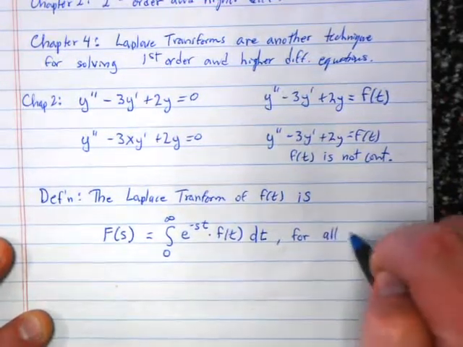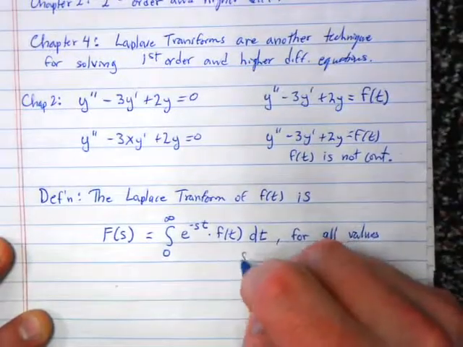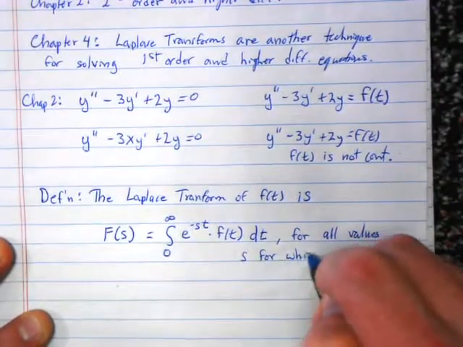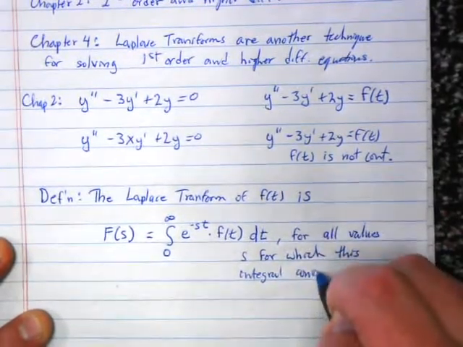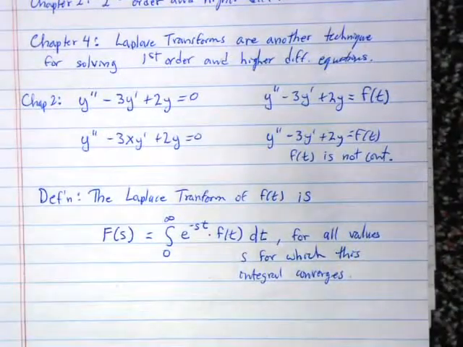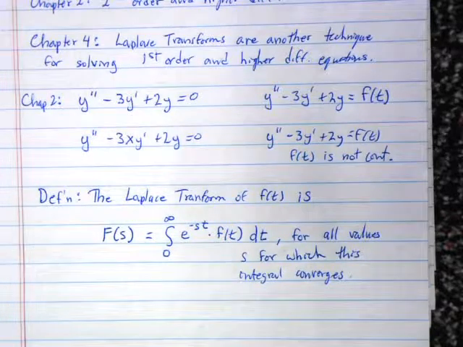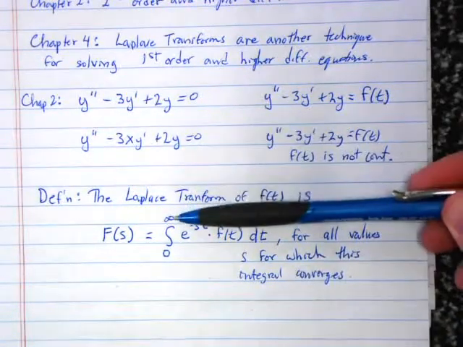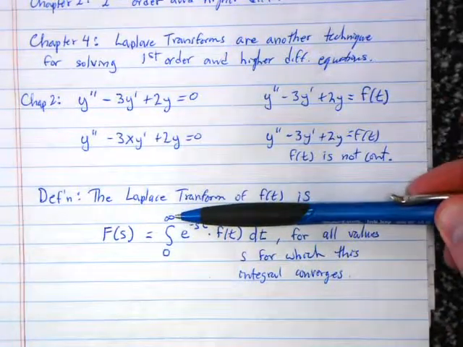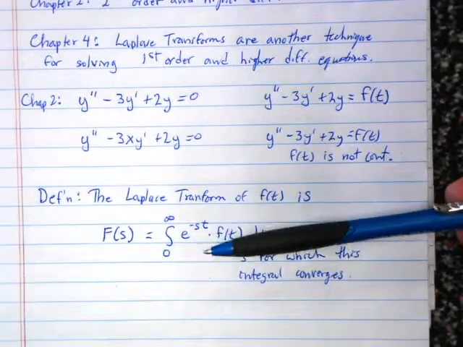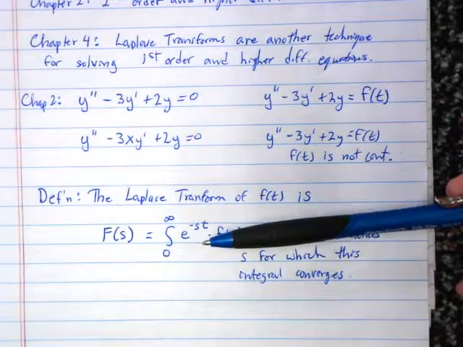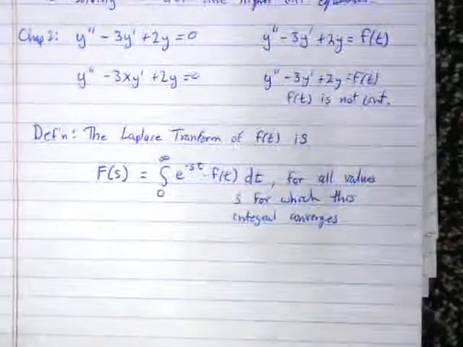For all values s for which this integral converges. What do I mean by that? For all values where it's going to come to a finite answer. But when you have an integral with an infinite bound, back in Calc 2, you learned that sometimes those converge and sometimes they don't. So if this doesn't converge, then we don't have a Laplace transform. All right, so example.